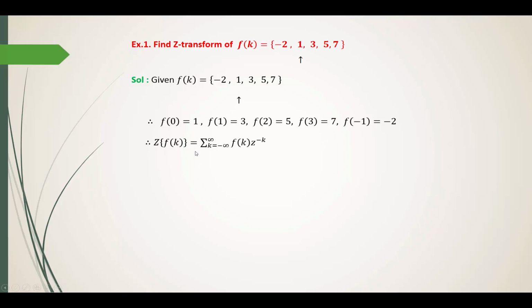We know definition is sigma k varies from minus infinity to plus infinity, f(k) into z raised to minus k. This is definition of Z transform. But here k from minus 1 to plus 3. k varies from minus 1 to plus 3. So sigma k varies from minus 1 to plus 3, f(k) into z raised to minus k. And Z of f(k) is denoted by also F(z).